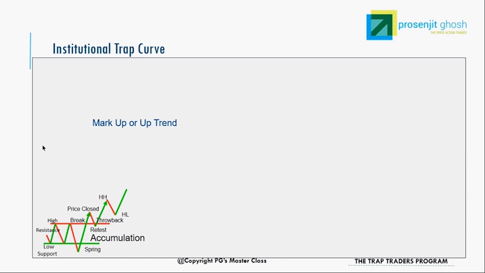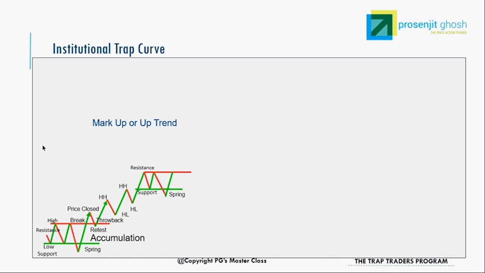So in an uptrend what happens? Now let us see. In an uptrend, price will create higher highs and higher lows, and price will slowly move up. Once price starts moving up, creating a couple of price swings by making higher highs and higher lows, thereafter what will price do? Price will suddenly stop at a place, create a resistance, and again start moving sideways in between the uptrend.